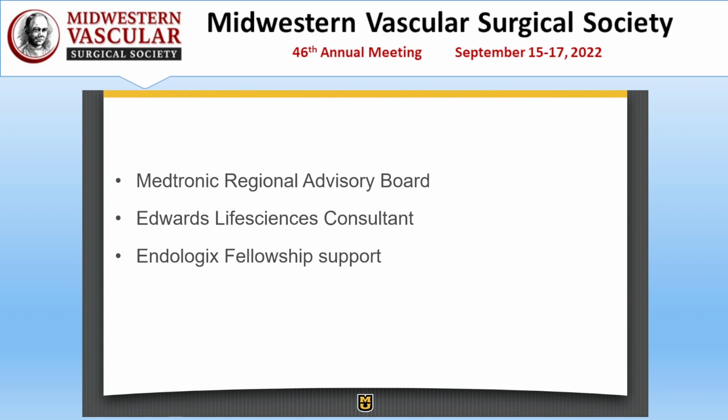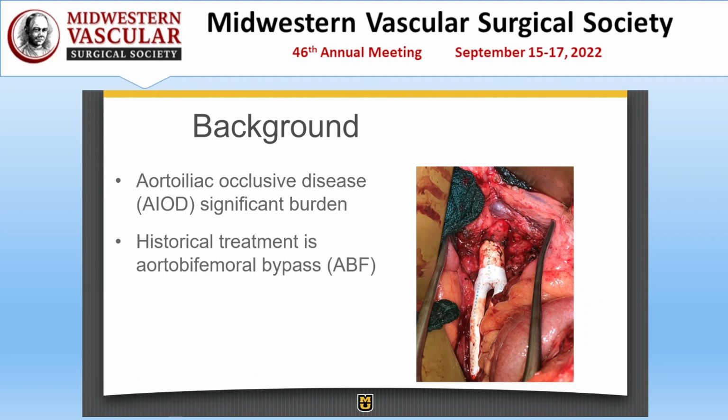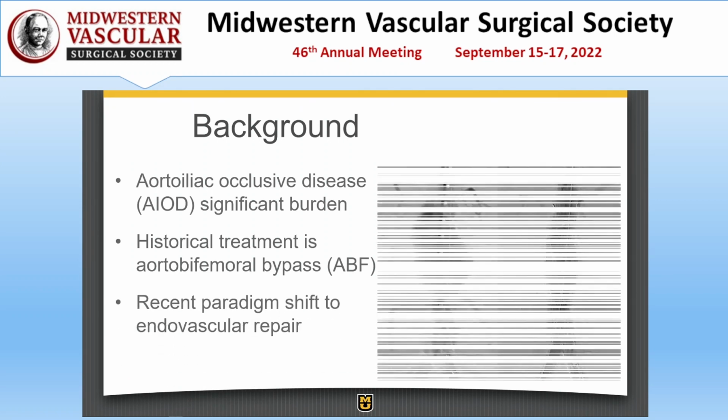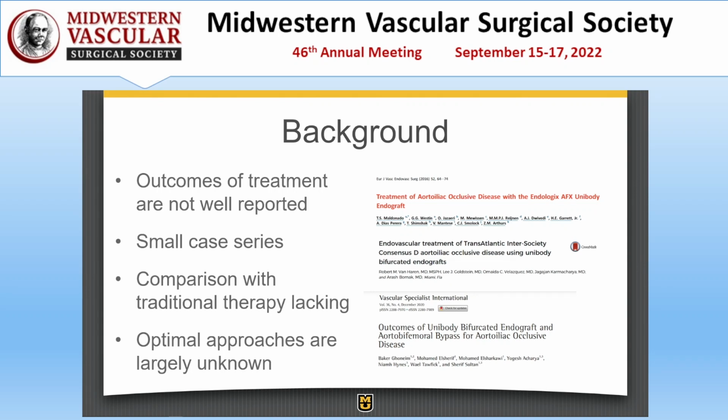Here are our disclosures. As some background, as we all know, aortoiliac occlusive disease, AIOD, can be significantly limiting to our patients. For those who require surgical intervention, the historical option has been placement of an aortobifemoral bypass. However, in recent years, there's been an increasing use of unibody endografts to treat this condition. There have been some small case series studying the outcome of this endovascular approach. However, comparison against traditional therapy is lacking, so we believe further research in this area is appropriate to help determine optimal approaches for these patients.